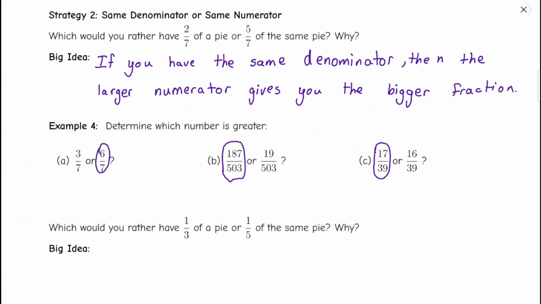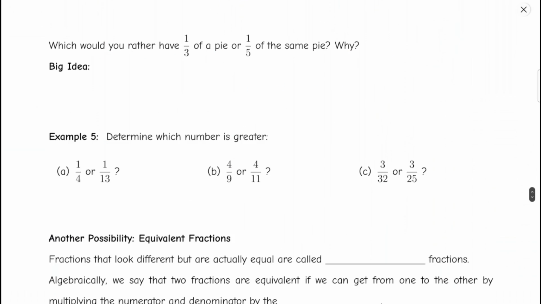Now we've talked about what to do if two fractions have the same denominator. What do you do when they have the same numerator? So would you rather have 1/3 of a pie or 1/5 of a pie? Why? I personally would prefer 1/3 because if you split it into 3 pieces, the pieces are bigger than if you split it into 5 pieces.